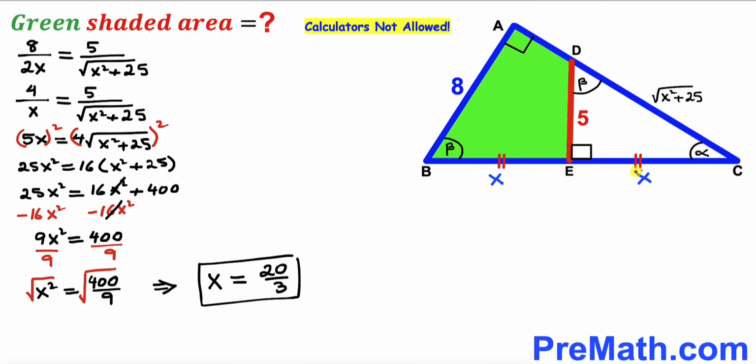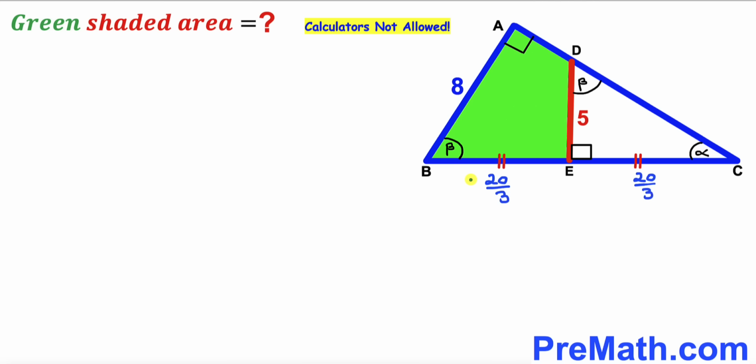So therefore this x value turns out to be 20 divided by 3, and this x value is 20 divided by 3 as well. So therefore this whole side BC length is going to be 20 divided by 3 plus 20 divided by 3, which is going to give us 40 divided by 3. And now we are going to calculate this whole side AC length. I'm going to label that one lowercase y.